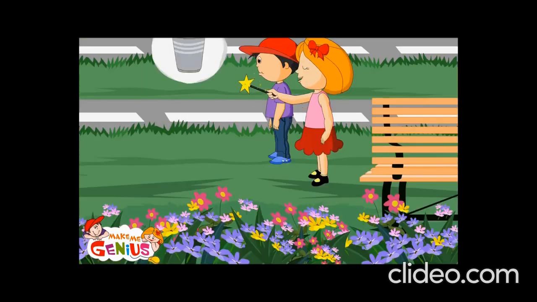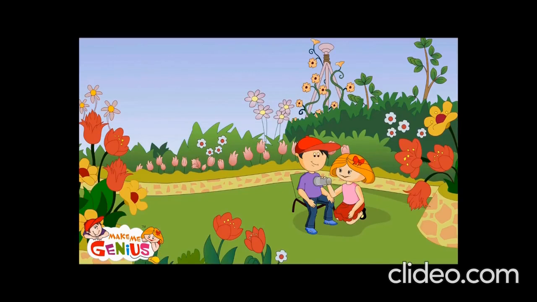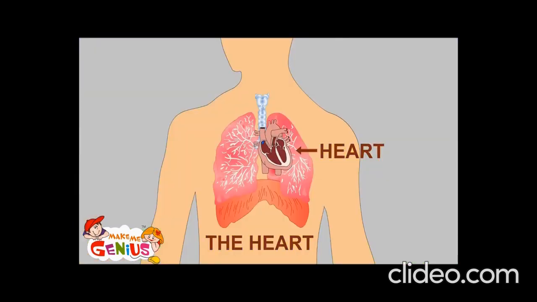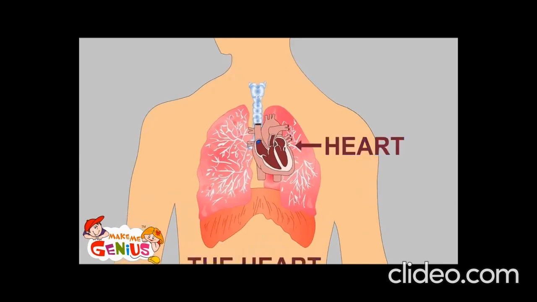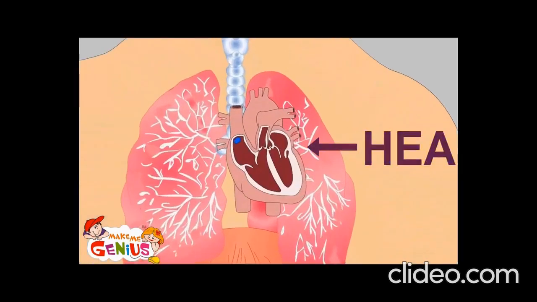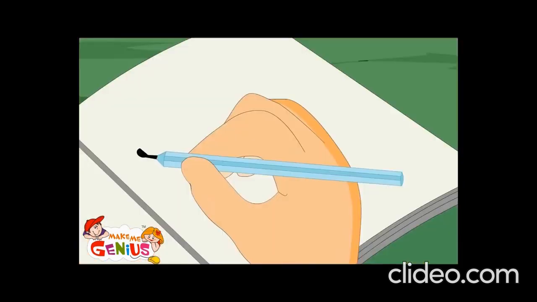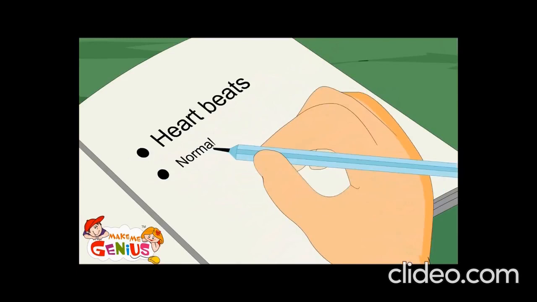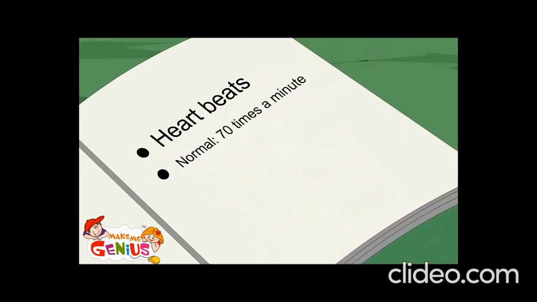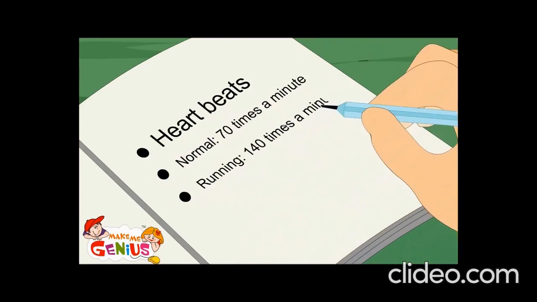Let me check. You know, your heart is on the left side of your body. With this cup, I can listen to your heartbeat. Is it all right? Yeah, it's very much okay. It is beating faster. You know, when you are relaxing, your heart beats 70 times in a minute. But when you're running or exercising, it beats at double speed. Oh, that means 140 times in a minute. Heartbeat normal, 70 times a minute. Running, 140 times a minute.